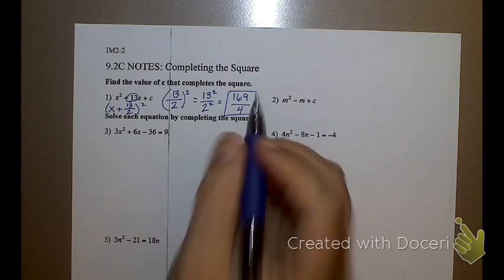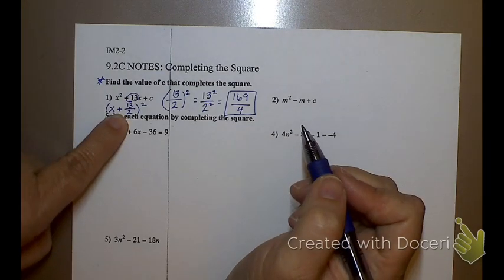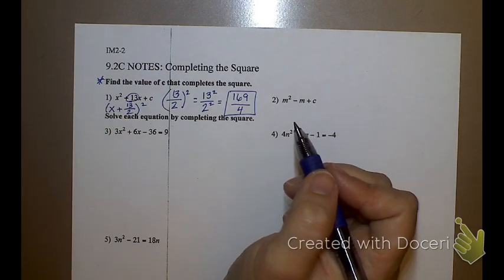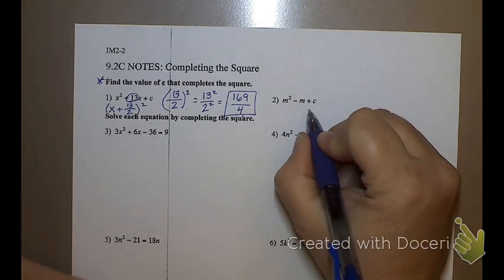On the quiz, it just says find the value of C. This isn't actually part of my answer. I'm just trying to remind you of something. The only answer is 169 over 4. All right? How about this guy?